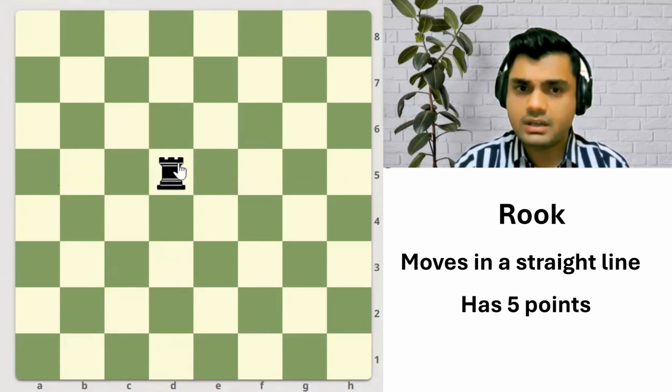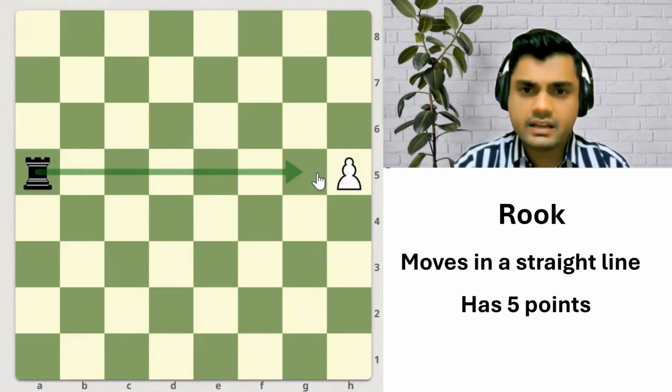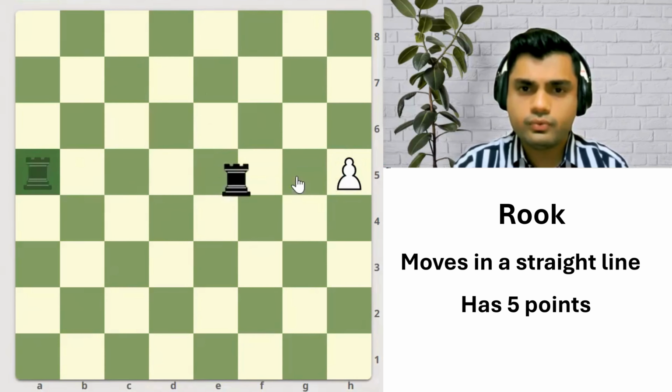For example, if I have a rook here and if an opponent has a pawn here, I can directly capture this pawn in one move.